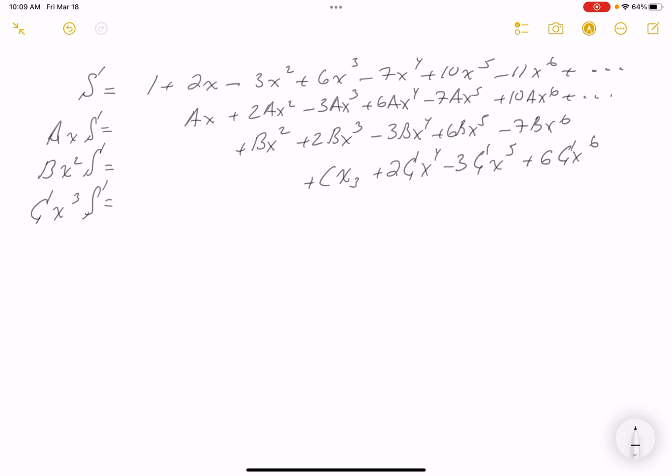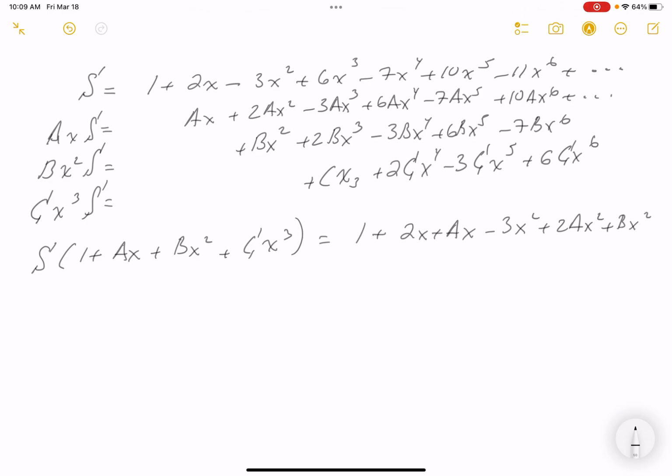All right, so what do you get? You get S times 1 plus aX, I don't know what a is, plus bX squared plus cX cubed, and this is going to be equal to 1 plus 2x plus aX, excuse me, minus 3x squared plus 2aX squared plus bX squared. All right, so I got troubles now. I got to write down these things that are going to be disappearing, and everything forward is going to be disappearing.